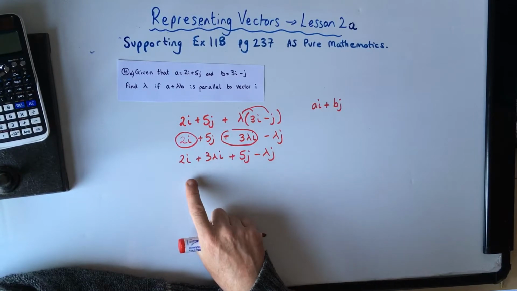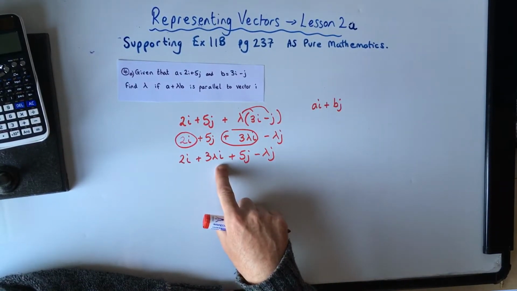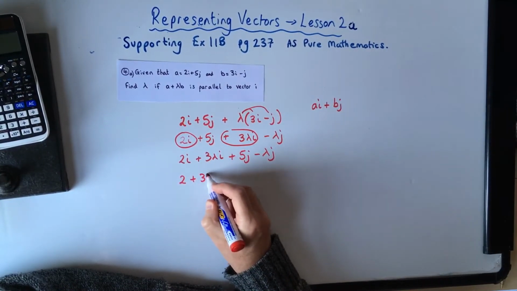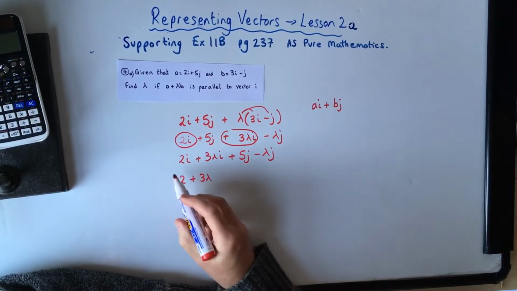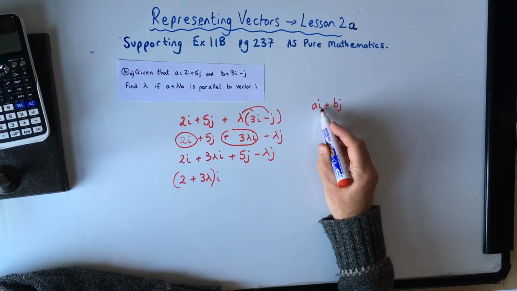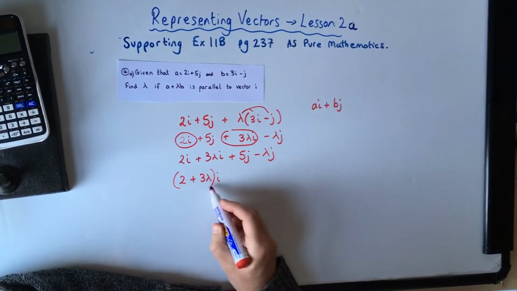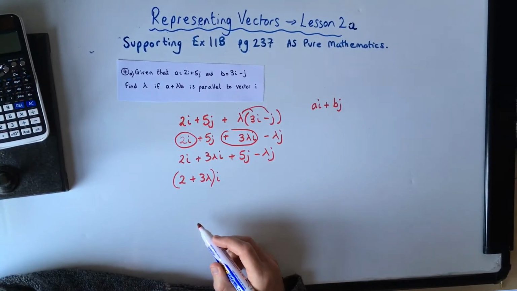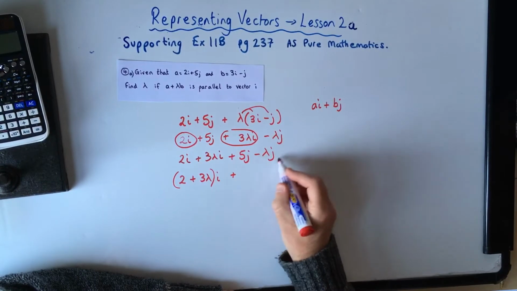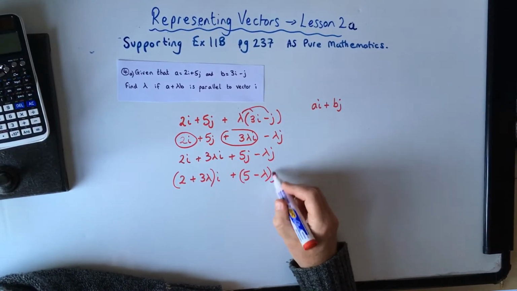And then if we factorise out just the i and the j, so if we factorise out the i here, we've got 2 plus 3 lambda. Now normally we put the number at the front of the bracket, but I'm actually going to put it at the end, and that's because the i goes there after the number. The number in this case is actually quite a mouthful. It's 2 plus 3 lambda, whatever that is. Plus, factorising out the j, we get 5 minus lambda j.